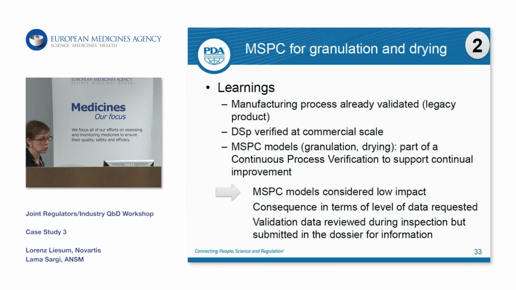So just one remark on the MSPC for granulation and drying. We considered it as a low impact model in this case because the manufacturing process was already validated, since the product was a legacy one and the design space was verified at commercial scale. So the MSPC model here was rather considered as part of a continuous process verification that supported continual improvement. As a consequence of this classification, we considered that the validation data of the model need not be submitted in the application, but they should be available for review during routine GMP inspections.